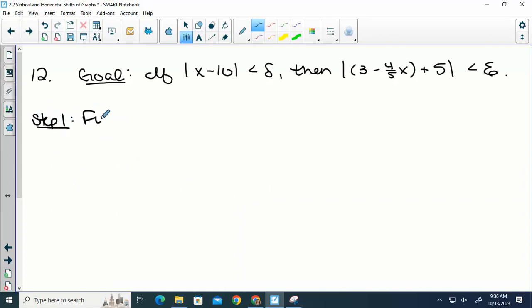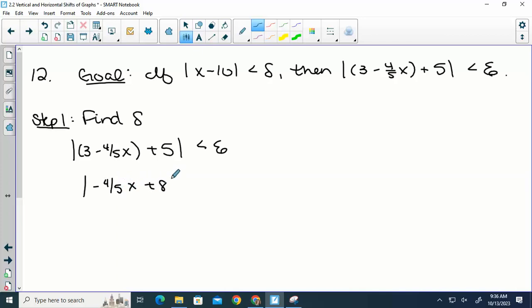So first, we have to find delta. And we do that by starting with our epsilon statement. So if we combine like terms, we have the absolute value of negative 4/5 x plus 8 is less than epsilon. I need it to be an x minus 10, so I have to factor out that coefficient of x. So I have to pull out a negative 4/5.